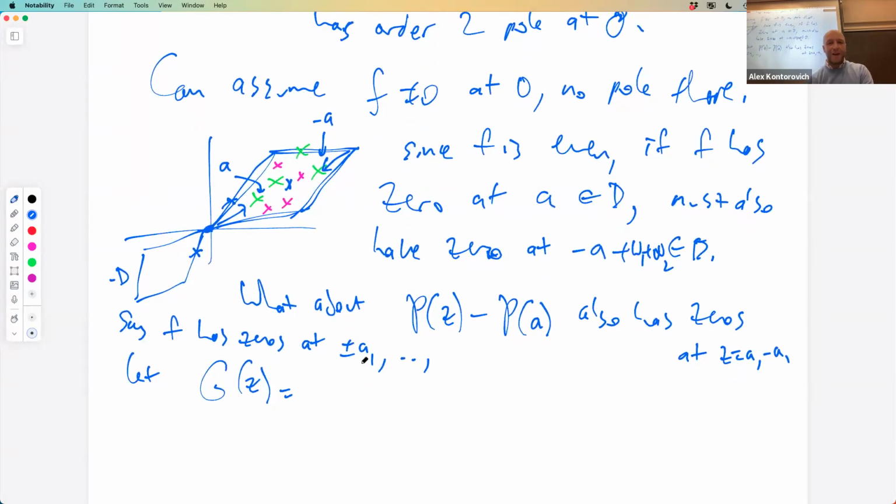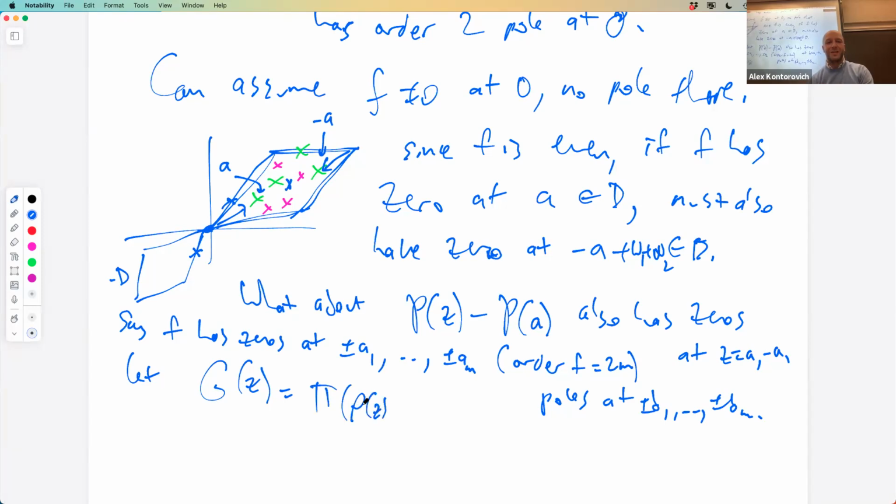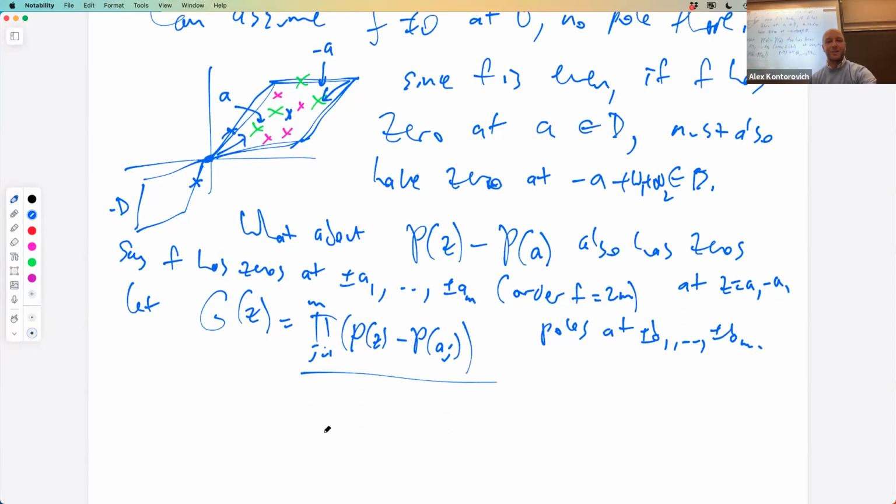So if F has zeros at plus or minus A1 through AM, the order of F will be 2M, right? These zeros, there's two of them, and poles at plus or minus B1 through plus or minus BM. So it has some number of zeros, it has some number of poles, in fact, the same number, but those come in pairs, positive pairs and negative pairs. So if I let G of Z be the product of P of Z minus P of AJ, J going from 1 to M, divided by the same product in the denominator.